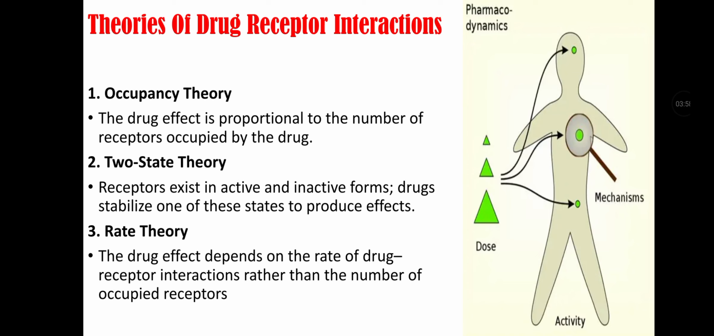Occupancy theory. In this, the drug effect is proportional to the number of receptors occupied by a drug. Second theory is two-state theory. According to this, receptors exist in active and inactive forms. Drugs stabilize one of these states to produce an effect. Third theory is rate theory. According to this, the drug effects depend on the rate of the drug receptor interaction rather than the number of occupied receptors.